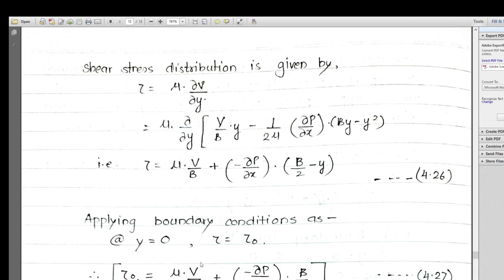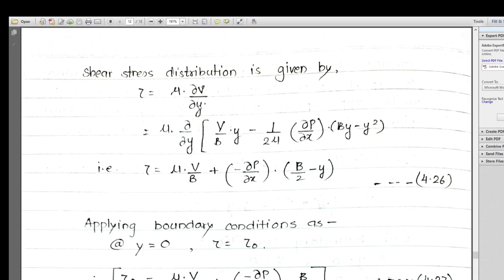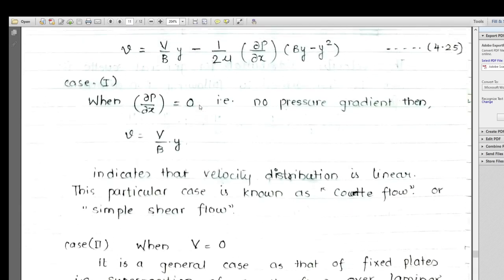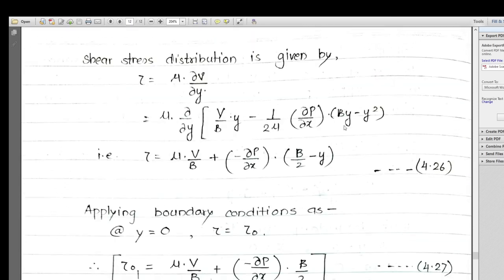Now we know that shear stress is equal to mu into dv by dy. Now we know the value of v. We know the expression for v from 4.25. So mu into d by dy, substituting the value of the equation of v, that is 4.24, we will get these values. Now we can rearrange and differentiate.